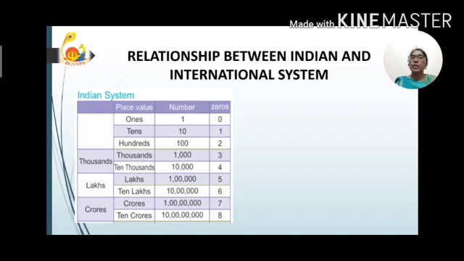So first we will see here, this is the table of the Indian system. Here what we are going to learn is the name of the place, the value of the place, and the number of zeros in that place.